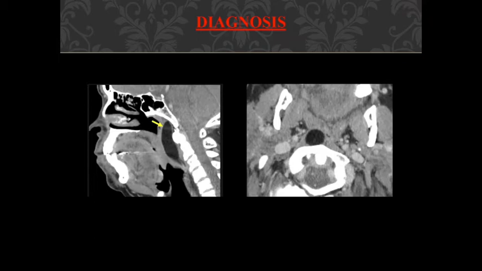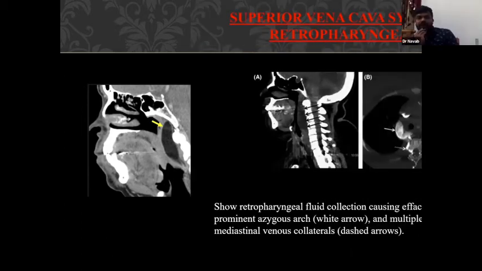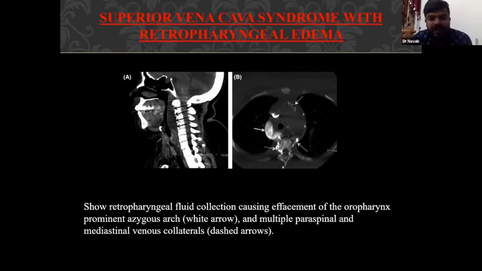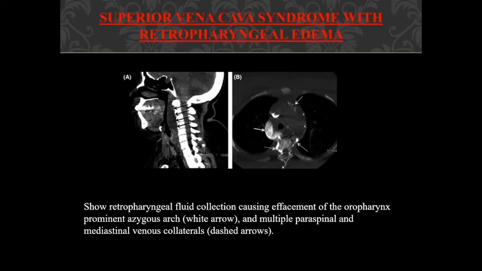Okay, next case you see, what is the density of that lesion? That's fat density. Lipoma. Okay. This is the case I told you about: superior vena cava syndrome with retropharyngeal edema. Can you see the multiple prominent azygos vein and multiple collateral veins? And also you can see some edema in the retropharyngeal space. Can you see that? Okay, this is also one of the differentials.